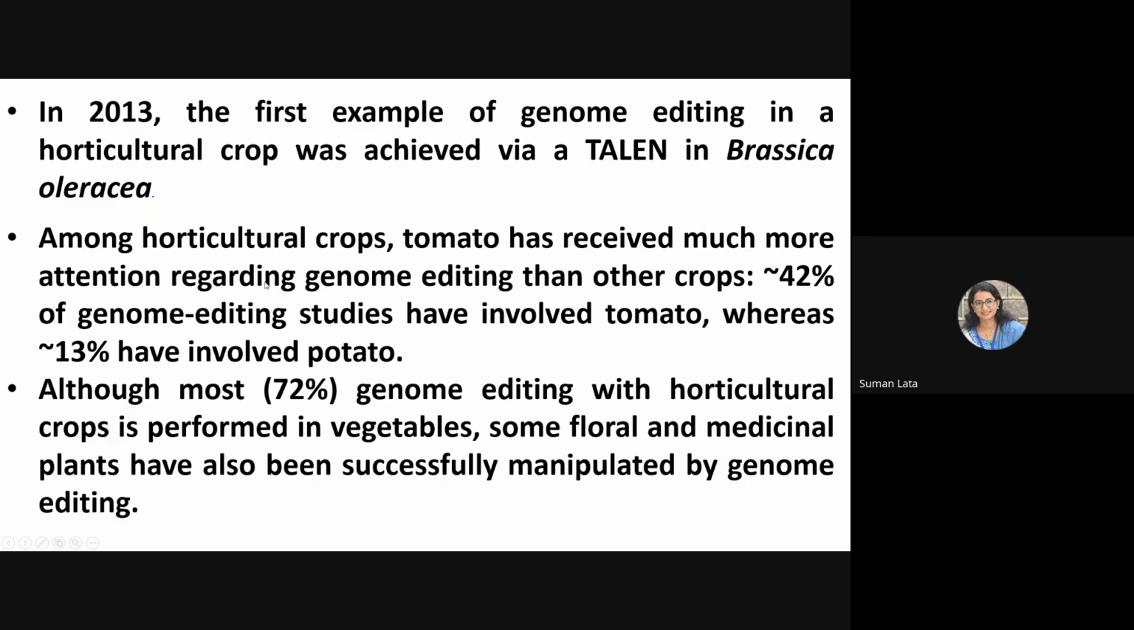In the case of horticultural crops, in 2013, the first example of genome editing was achieved, and the tomato has received much more attention compared to other crops. Most of the studies are from the tomato, like 42%, and 13% from the potato, and among all the horticultural crops, the vegetables constitute 70% of the genome editing studies, while some floral and medicinal plants have also been manipulated by genome editing.